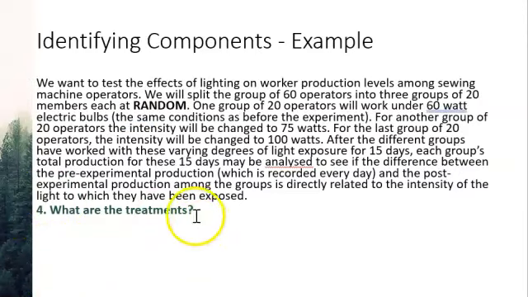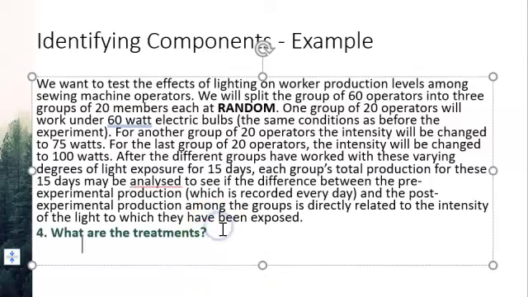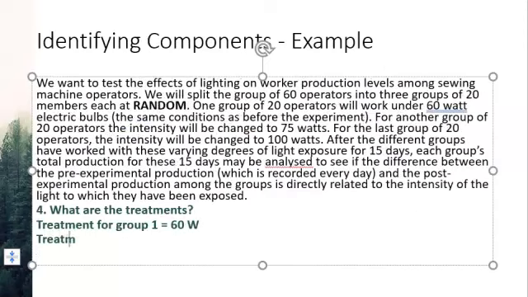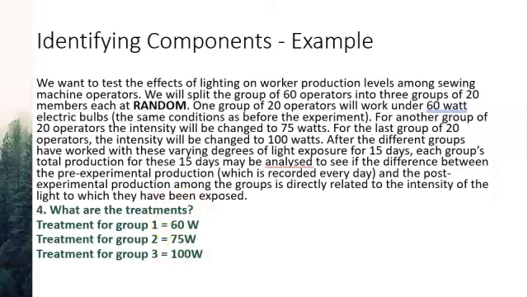Number 4, what are the treatments? Treatments are the specific levels that each group gets assigned. So we have Group 1 getting 60 watts. The treatment for Group 2, we're told they get 75 watts of lighting. And the treatment for Group 3 is 100 watts of lighting. These are our 3 treatment groups.